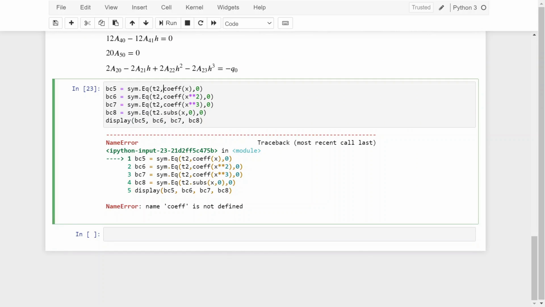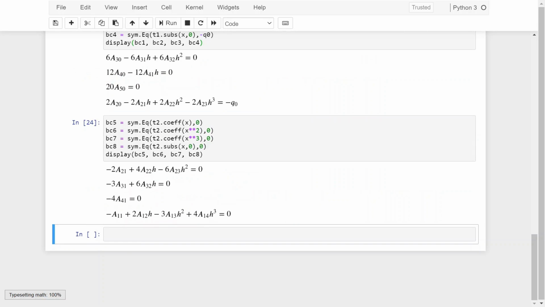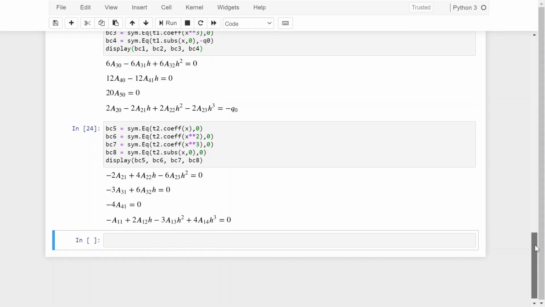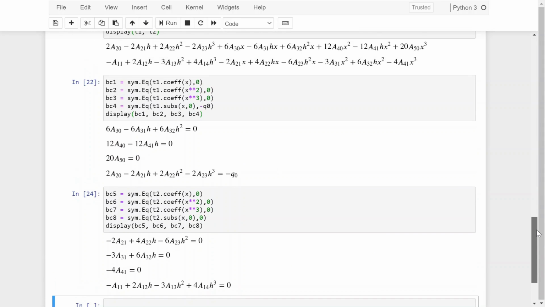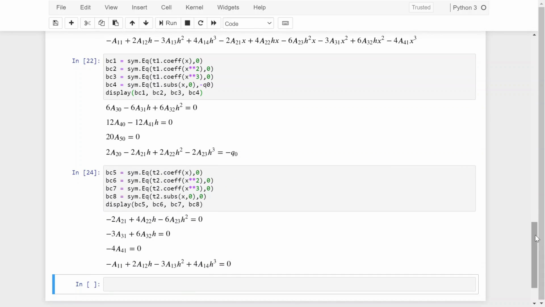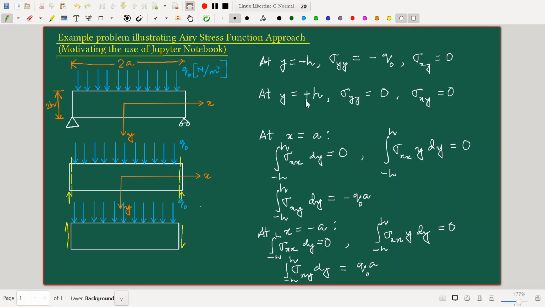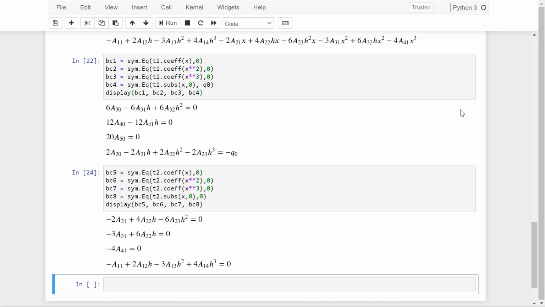Sorry, I should have written that as a dot. All right. Next, we are going to take up the boundary condition at y equal to plus h, this one. Now you see that sigma yy is equal to 0 as well as sigma xy is equal to 0. So this is going to be written down very easily.